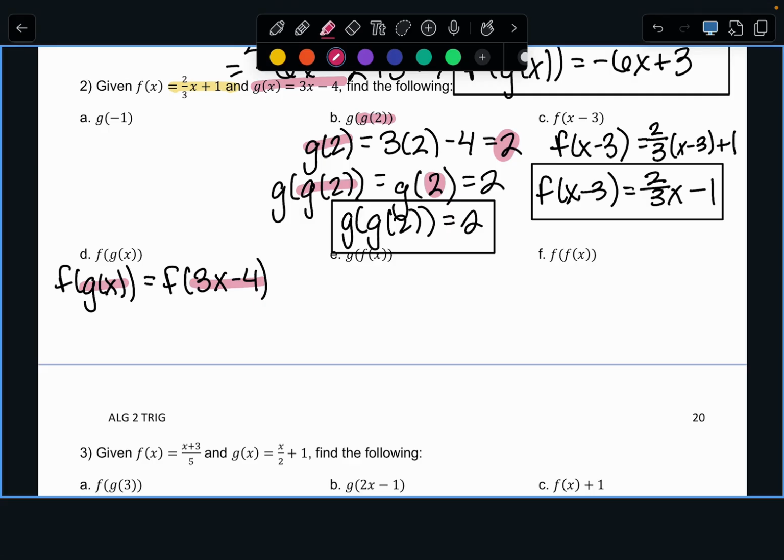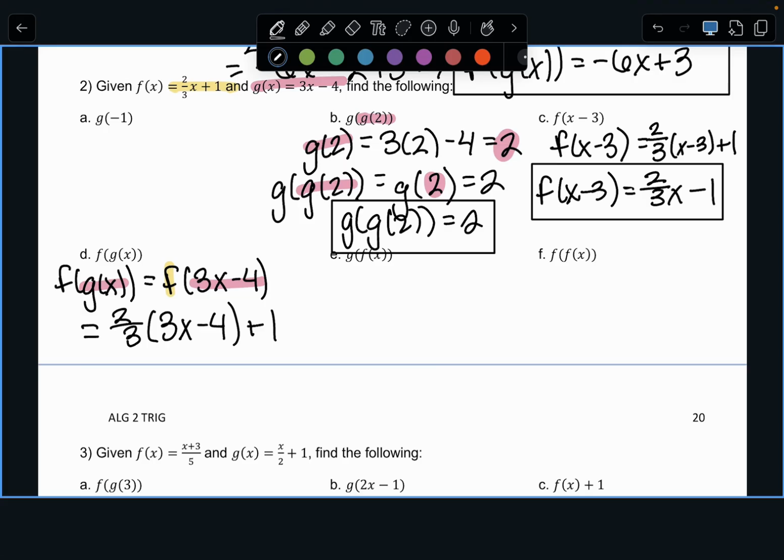Now I plug this into my outside function, into f. So I go to my yellow function, f. Anytime I see an x, I replace it with 3x minus 4. So 2/3 times (3x minus 4) plus 1. After you plug in, don't stop there. Make sure you get the whole function. We had to do the plus 1, so it was in our function.